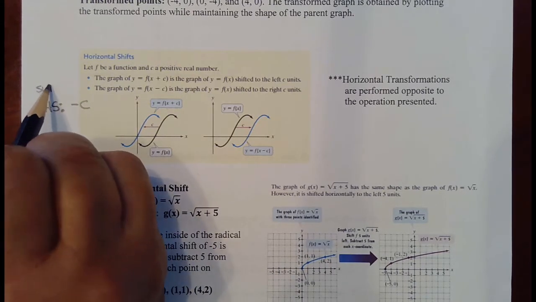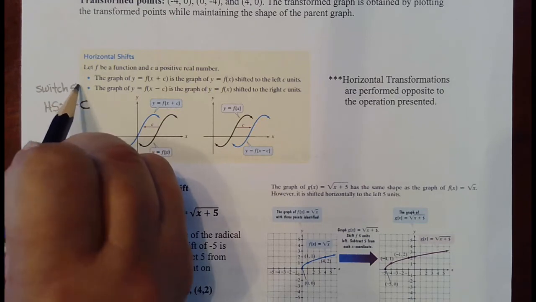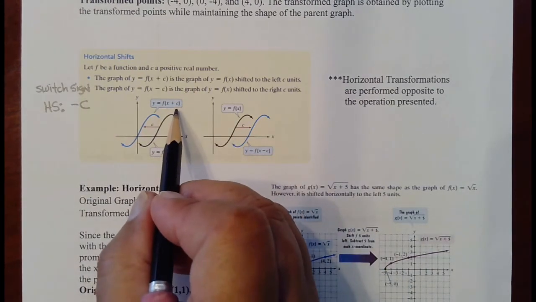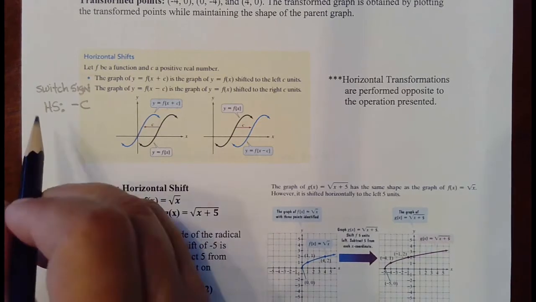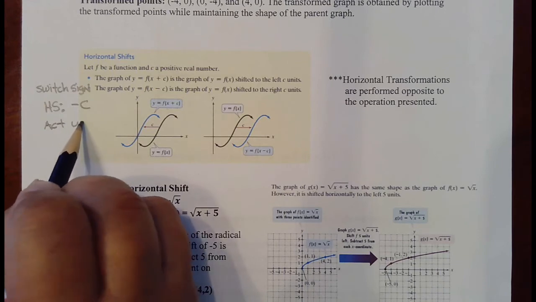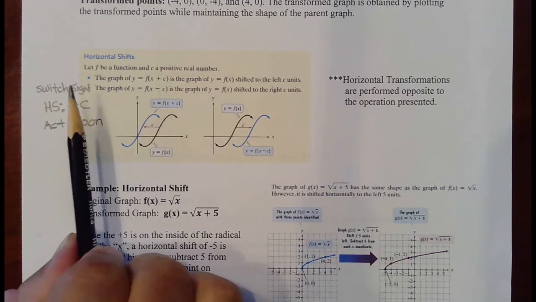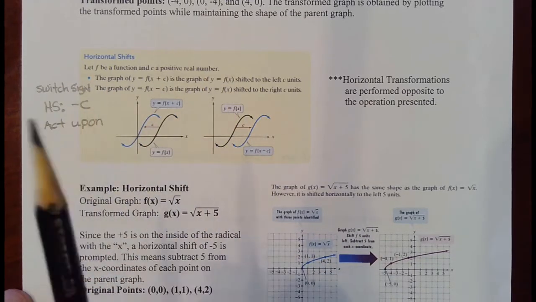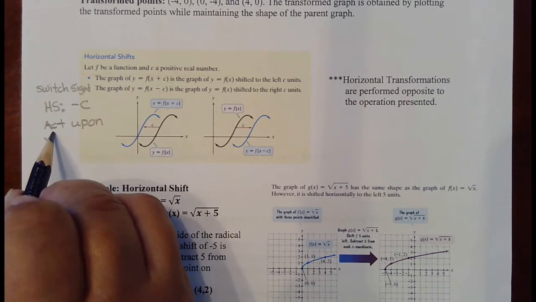Switch the sign on that C value. And that C value just stands for some constant, any kind of constant that they can be given. Once you switch the sign, then you are going to act upon the X coordinates. Horizontal shifts mean you're moving left and right, and movement in a left or right direction concerns the X coordinates. So act upon your X coordinate when you're trying to perform a horizontal shift. Don't forget to switch the sign.